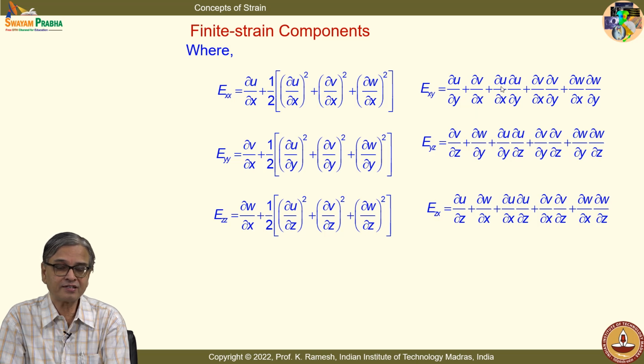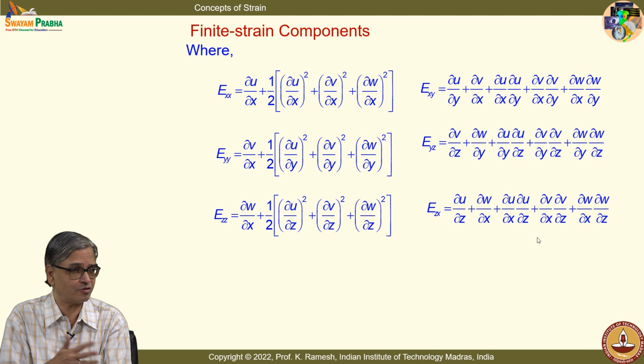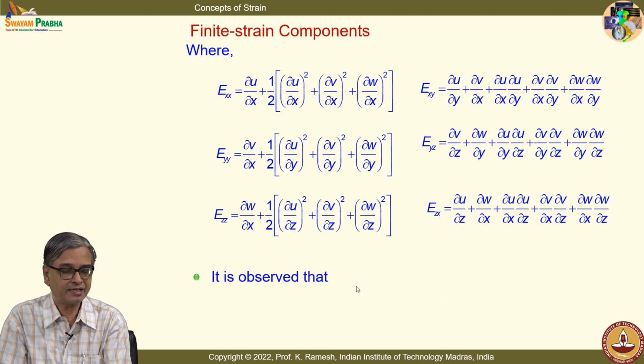And I have additional terms, dou u by dou x multiplied by dou u by dou y plus dou v by dou x dou v by dou y plus dou w by dou x dou w by dou y, and this is cyclically repeated. Like what we have seen in strength of materials, you have equality of cross strains also available. Exy becomes Eyx, Eyz becomes Ezy, Exz becomes Ezx.